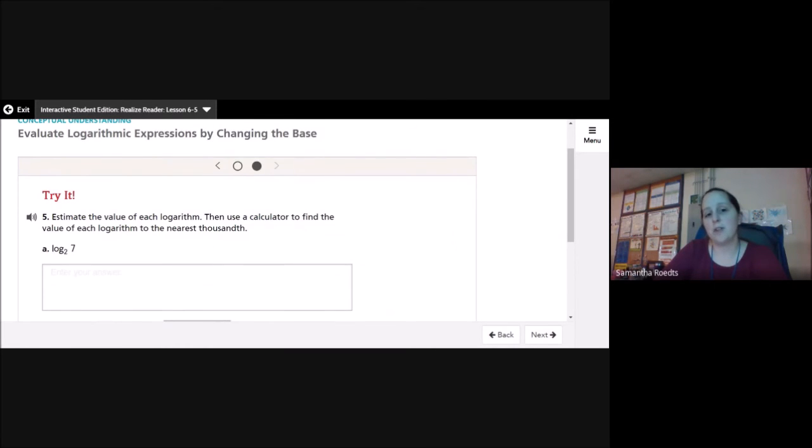So I want to estimate the value of each logarithm, then use a calculator to find the value of each logarithm to the nearest thousandth. According to the change of base formula, log base 2 of 7 becomes log 7 over log 2, which simplifies to 0.845 over 0.301, which equals 2.807. I actually rounded a couple of numbers, so I got something slightly different. But if you put it in as log 7 divided by log 2, this is what you get, 2.807, rounded to 3 decimal places.